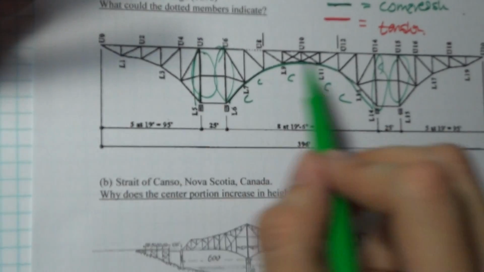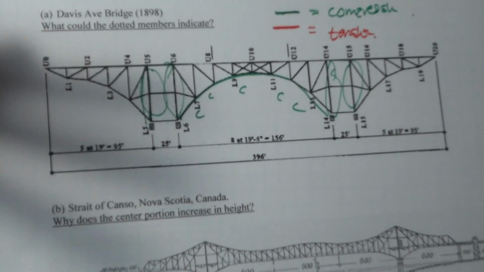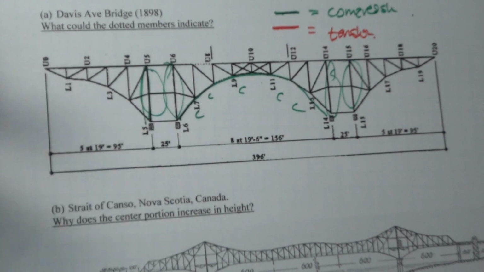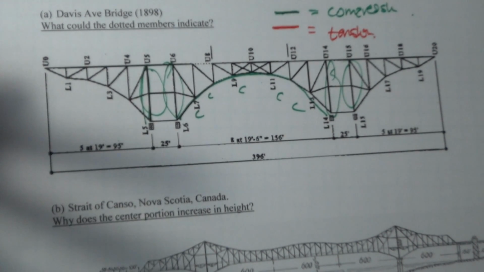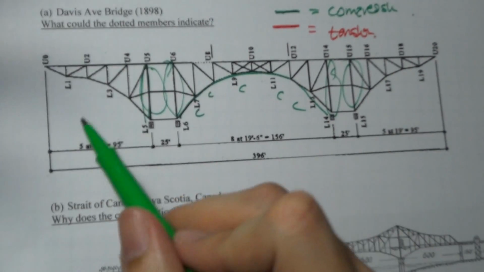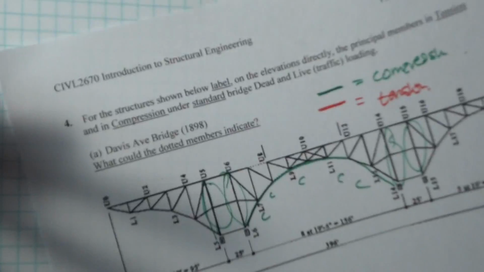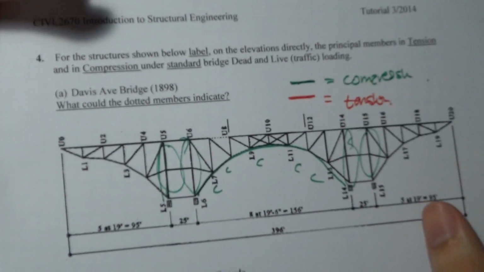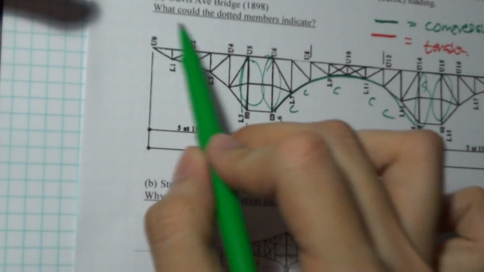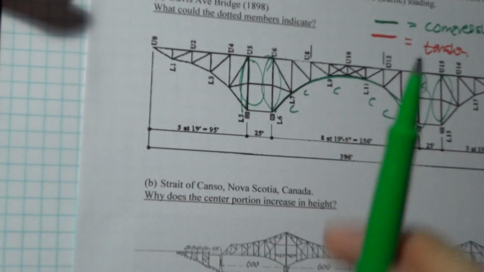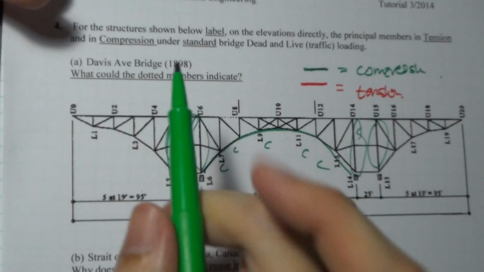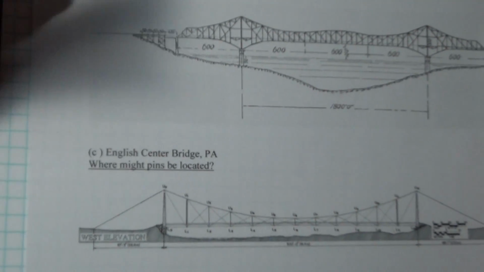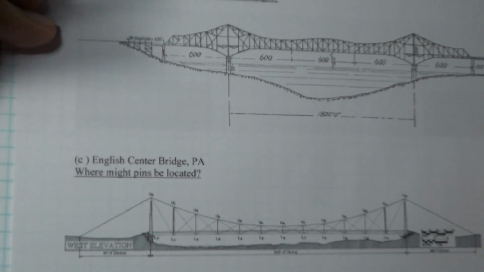And you can try and guess which ones in here are in tension. I would actually say that in this case, the deck is probably in tension, just because this is a type of bridge that we call a cantilever bridge. So I'll let you try to come up with your best responses as to what the dotted members indicate. I know we had some interesting discussions about this in office hours, so I'll leave that up for you to analyze. For B, do the same thing.